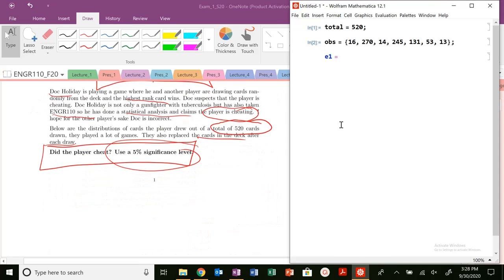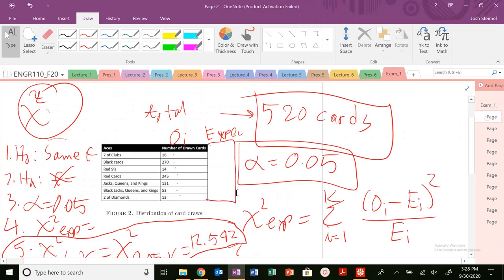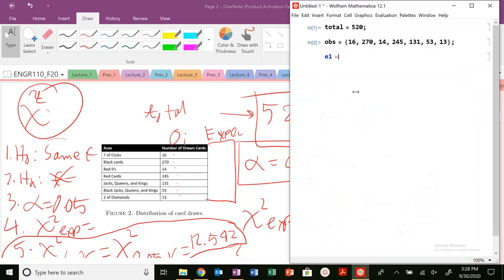So 7 of clubs. E1 is going to be 1 divided by 52. There's only one probability of pulling that one. And that's going to be multiplied by what? By my total here. So let's get that value right here.